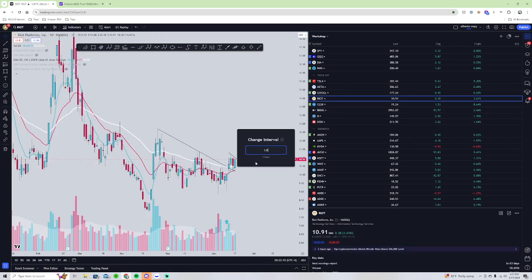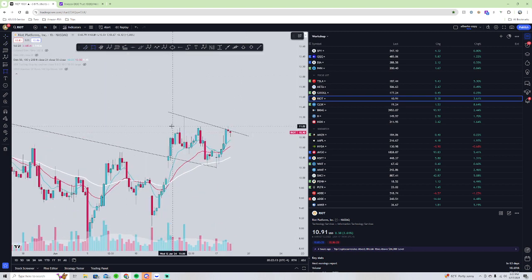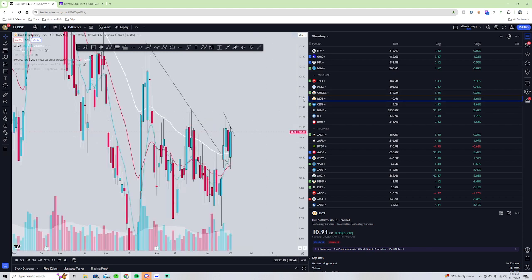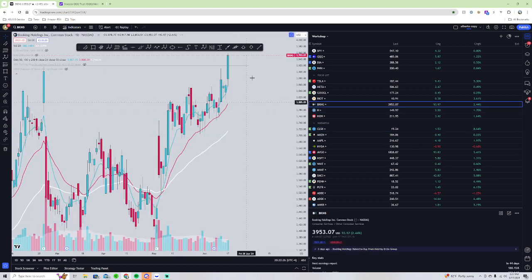Riot looks like it could be on my focus list as well. On the hourly, again, we have a very good level here to trade it over, 11. So yeah, this one could definitely be on the list. Super tight on the daily as well. CLSK probably not going to be on the list. It's already a bit extended, already made its move, so we're going to move it down.